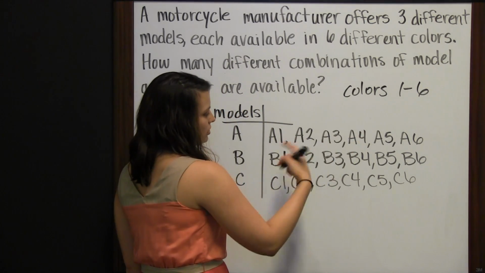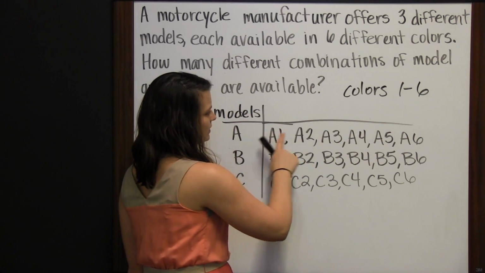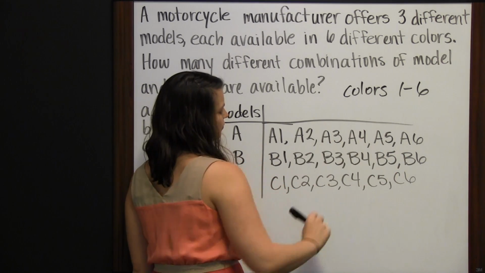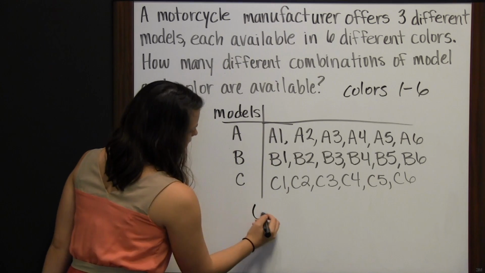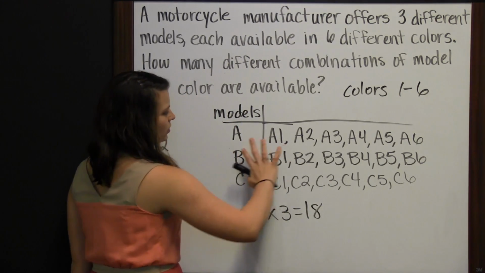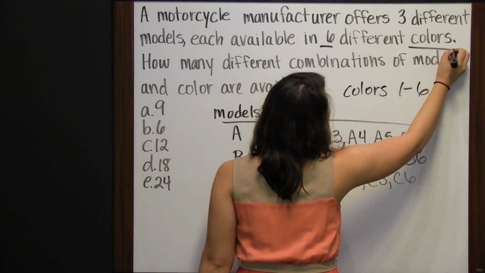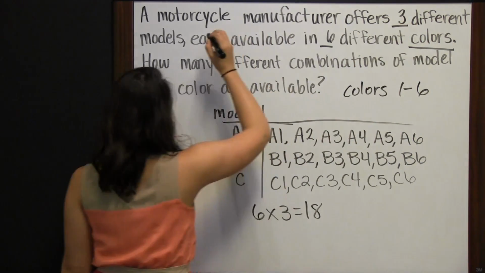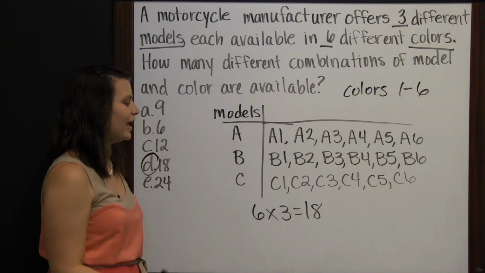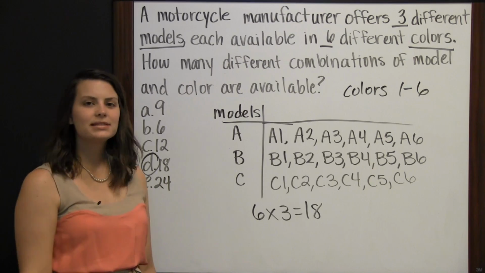And if we count up all of these different combinations, we have 6 for Model A, 6 for Model B, and 6 for Model C, or 6 times 3, which is 18. So instead of writing this all out, we could have taken our 6 colors and multiplied it by our 3 models. 3 times 6 is 18, so there are 18 different model and color combinations.